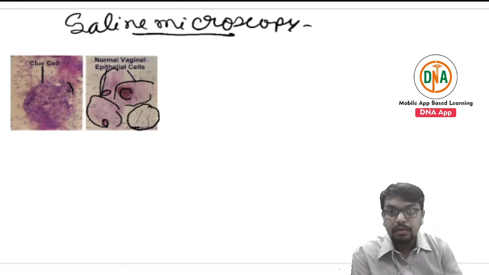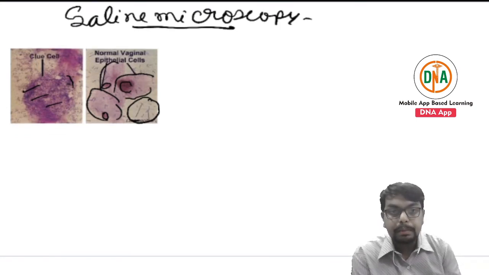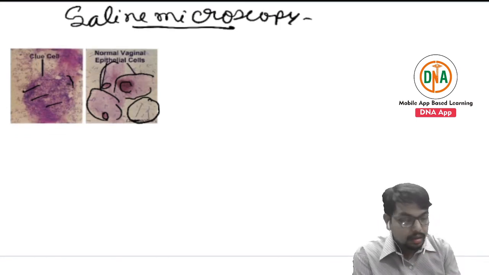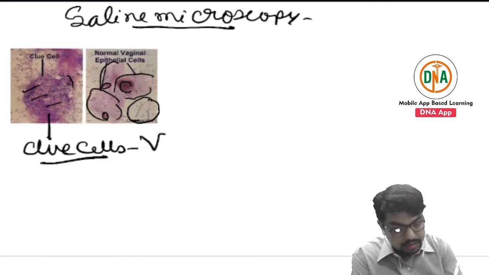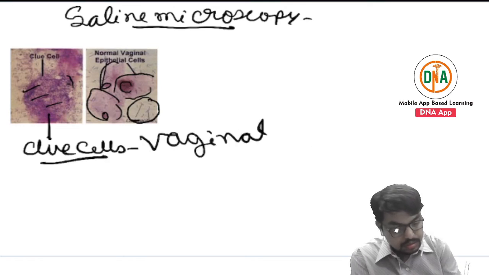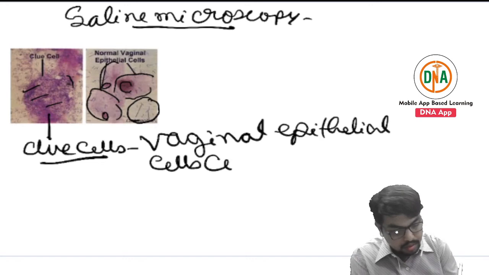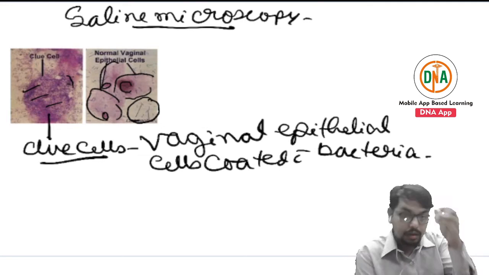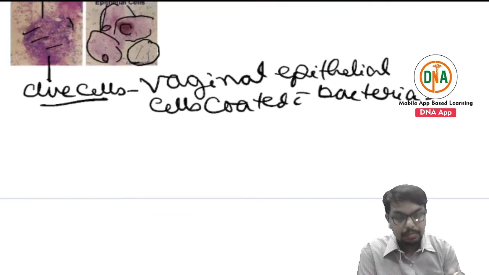Whereas in case of bacterial vaginosis, the vaginal cells are studded with anaerobic bacteria like Gardnerella, Prevotella, Mobiluncus, etc. So this is known as clue cell. Clue cells are vaginal epithelial cells coated with bacteria. So these are the Amsel's criteria. Among these four criteria, three must be present.